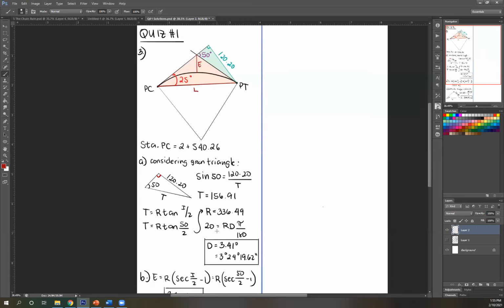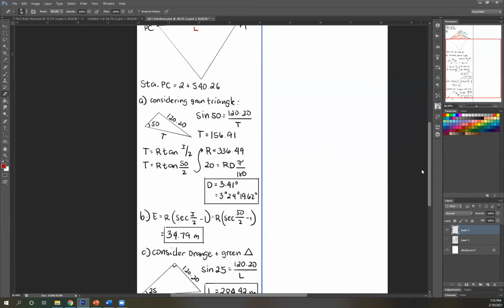When I solve 20 equals RD, the answer that I'll get for D is in radians. To convert radian to degree, multiply by 180 over pi. Or, if you want, just immediately multiply all of this by pi over 180 in the equation. So that's one way. Or you can solve for D, get a radian answer, then multiply it by 180 over pi to convert to degrees. Then you're going to get 3.41 degrees, or 3 degrees, 24 minutes, 19.62 seconds. That's how you solve for degree of curve.